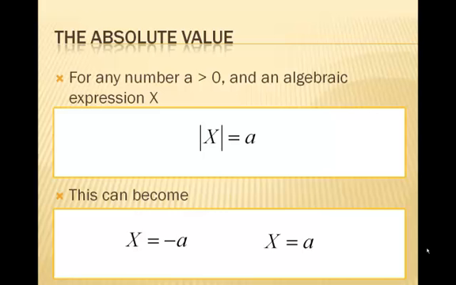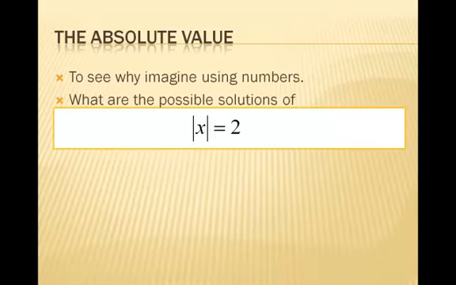So if you look in the book on absolute values, it probably says something a lot like this. For any number a which is greater than 0, and an algebraic expression x, when you have the absolute value of that expression equal to a, then this becomes basically two statements: that the expression is equal to negative a, and that the expression is equal to a. Now, let's go ahead and examine that just a little bit more with something a little bit more concrete, and see exactly what that means.